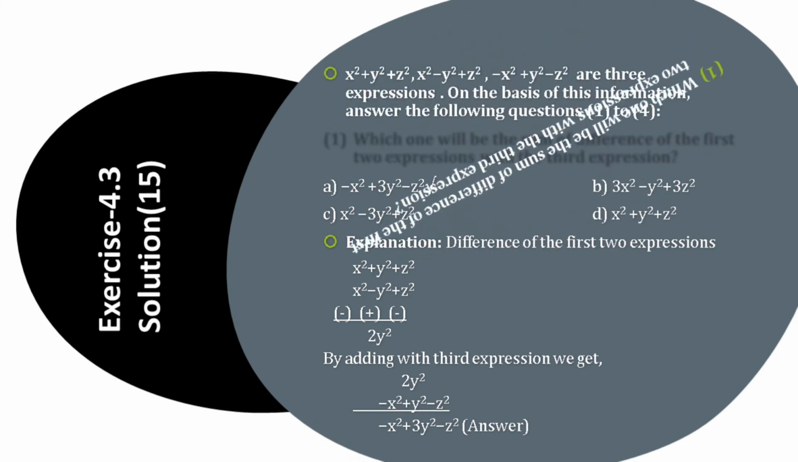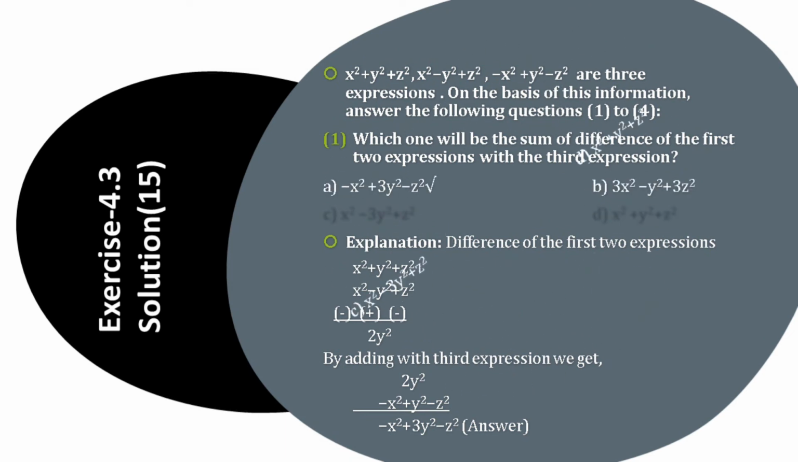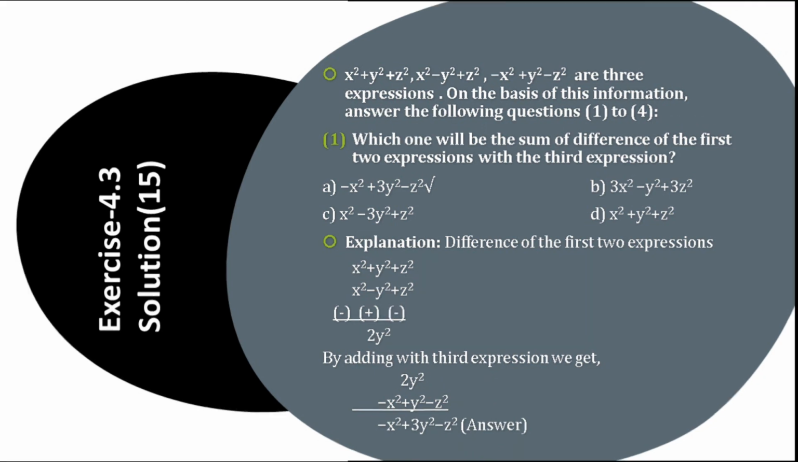So this is question number 15, number 1 question, and that is a very important question, my dear. Which one will be the sum of the difference of the first two expressions? So at first we have to find out the difference of the first two expressions by subtracting, then the result is added with the third expression, and we get the result minus x² plus 3y² minus z². That is the answer.